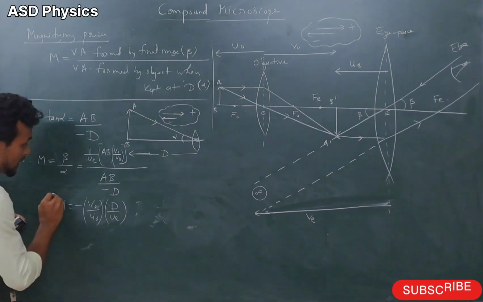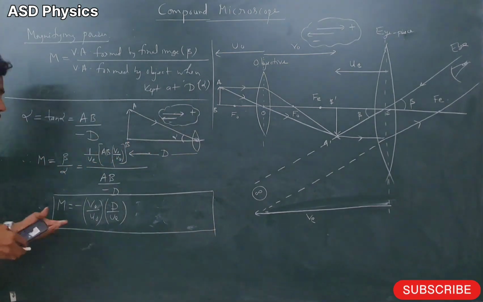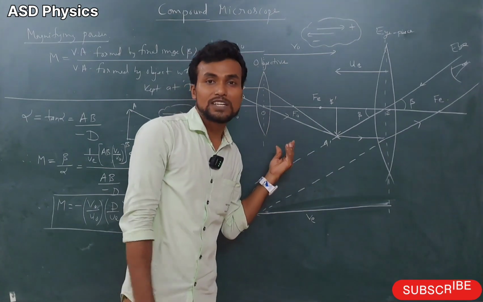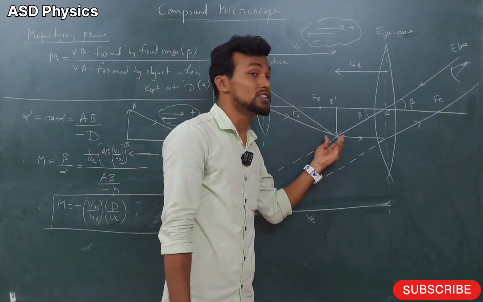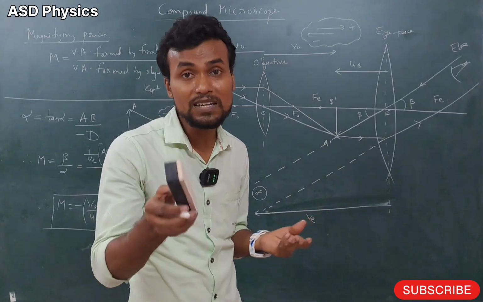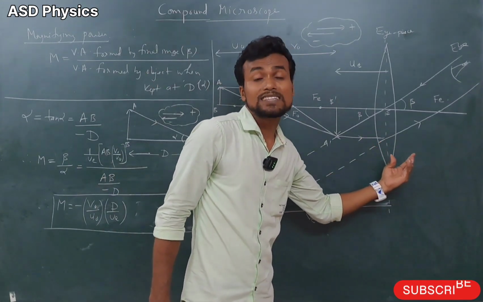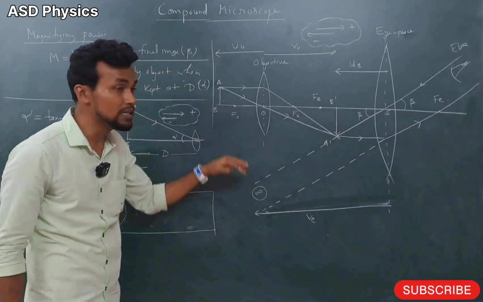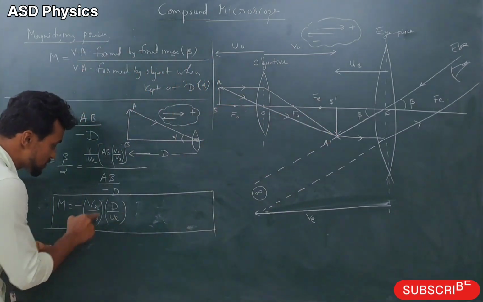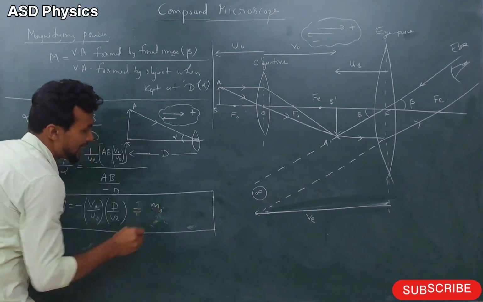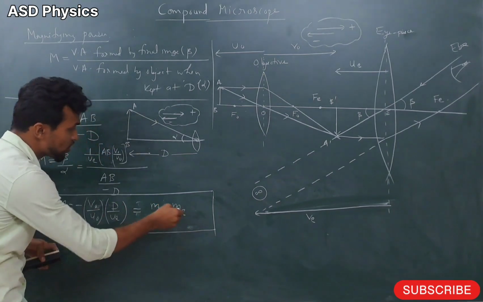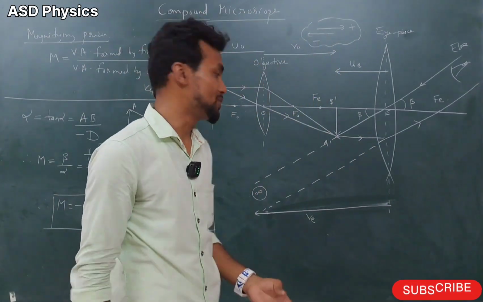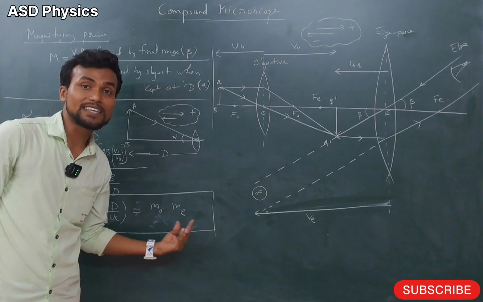So what I have got here is the magnification formula: minus V0 by U0 into D by UE. Now my dear students, here you can see this objective lens is making a real and inverted image. So in this situation the magnification will be negative, and this eyepiece is making a virtual and direct image. Why? Because object is down the axis and image is also down the axis. So this minus V0 by U0 we can write as the magnification of the objective, and for the eyepiece we can write M0 into ME. That means the magnification of the compound microscope is the product of the magnification of the objective and eyepiece.